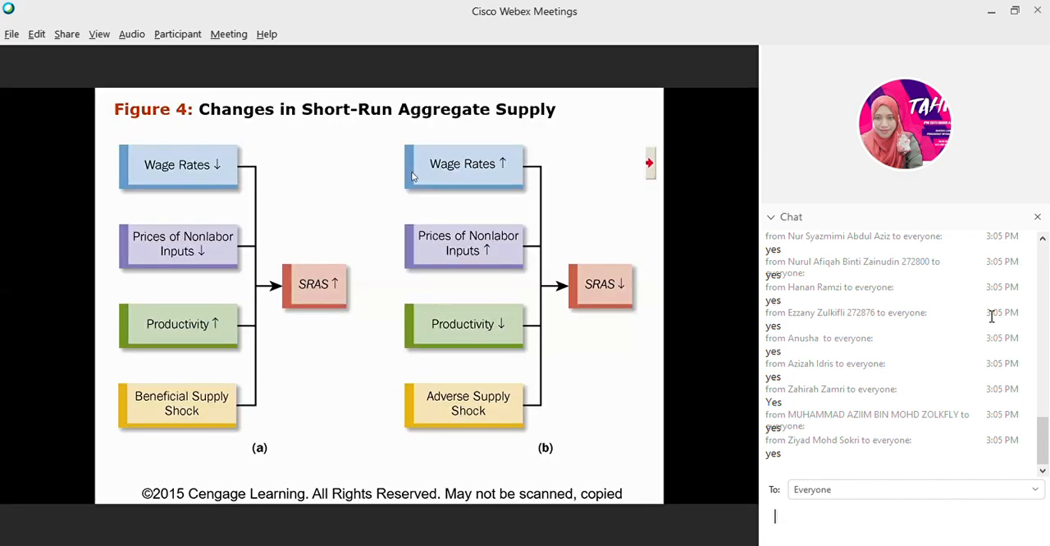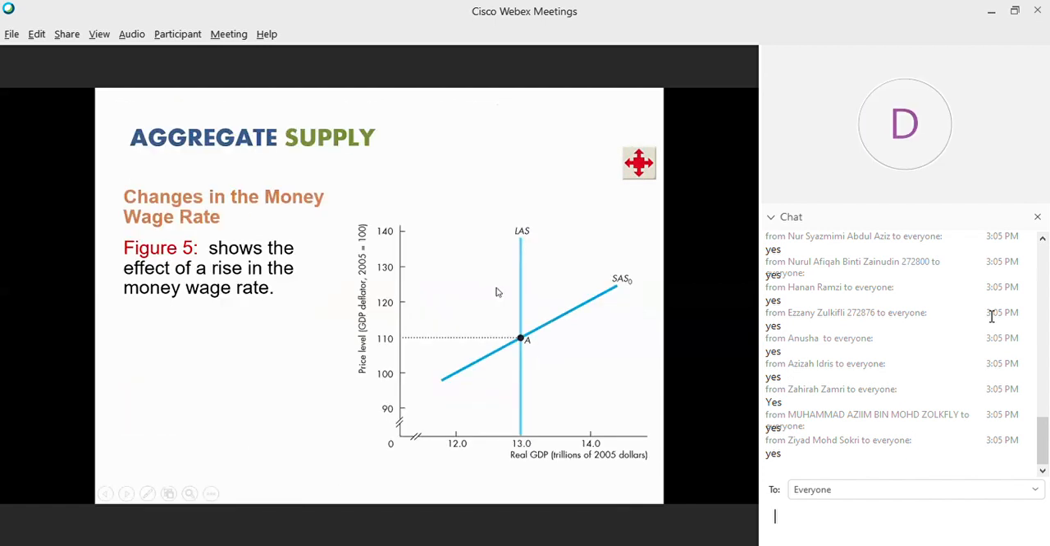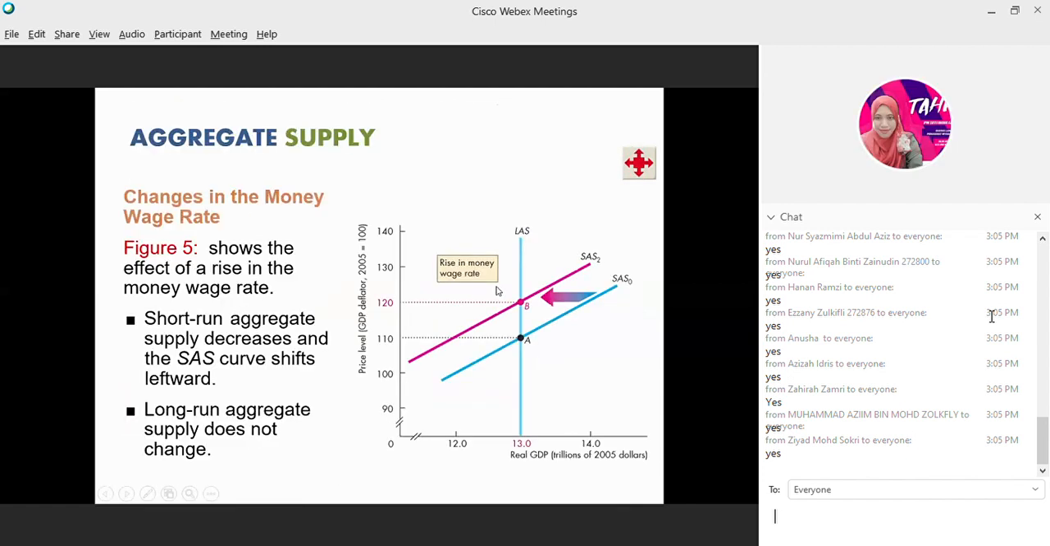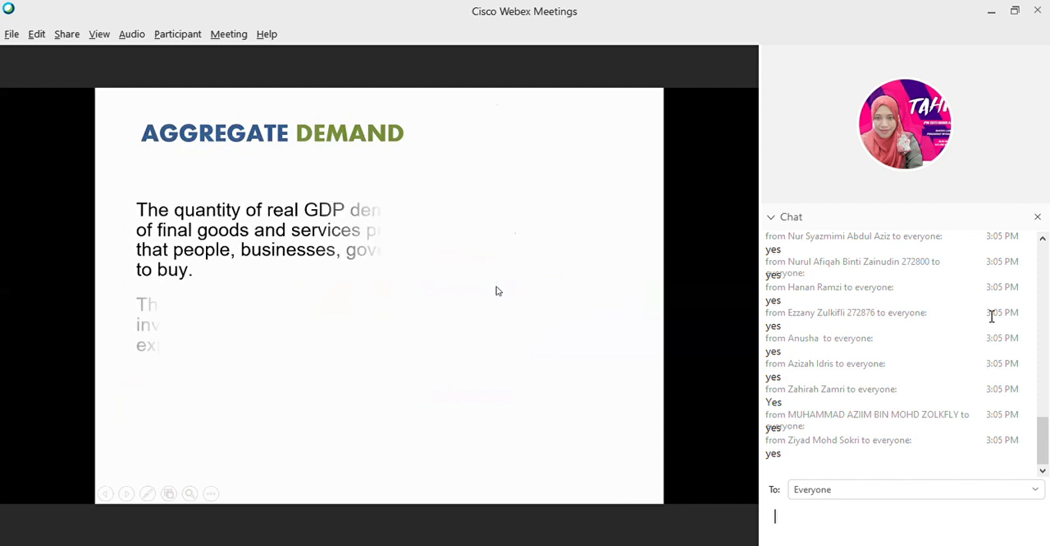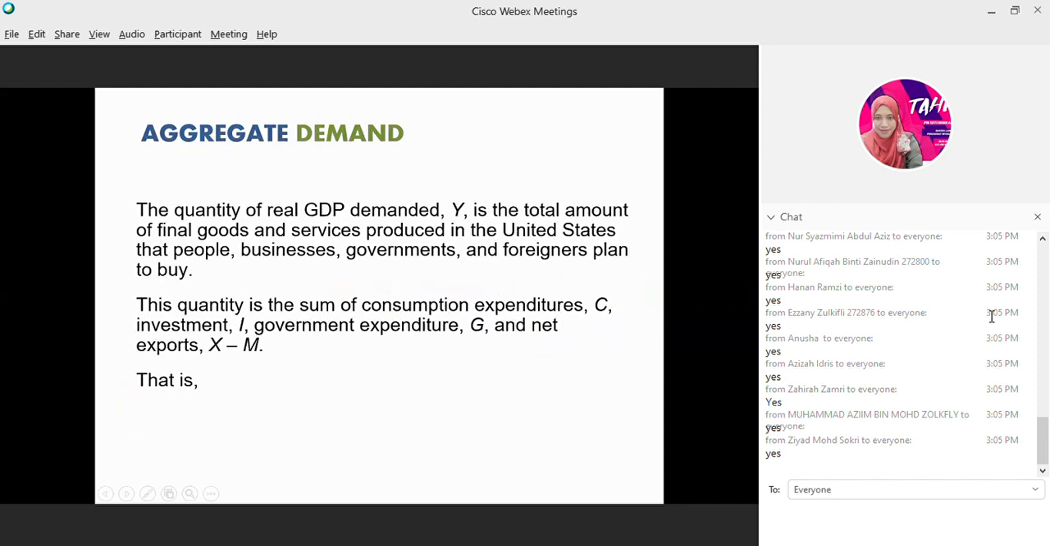Okay, so this is the factor that will shape SAS or SRAS. I already explained this, I don't need to explain it again. Now we move to the AD.